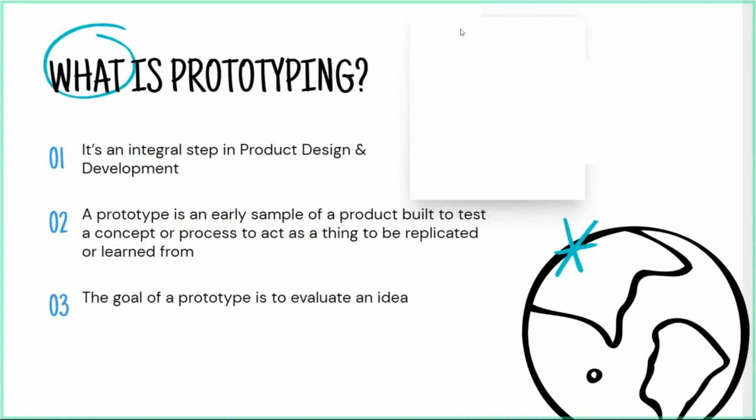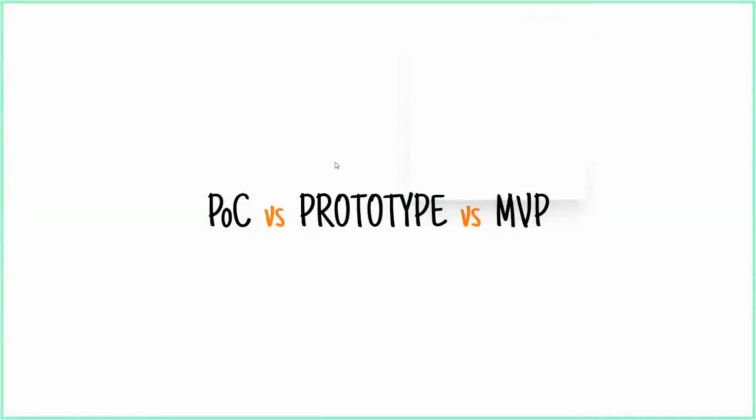So that's where I would like to base the core of this discussion. What is the difference between POC, by which I mean proof of concept, and what's the difference between POC, prototype, and an MVP? Let's go through each one of them individually, right?